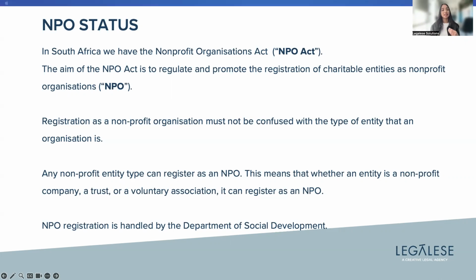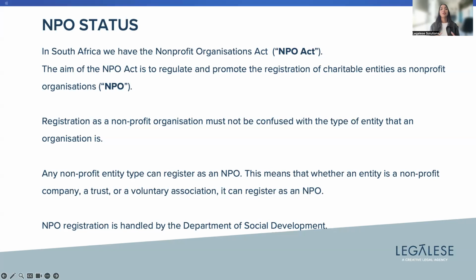NPO registration is handled by the Department of Social Development. And when you apply to be registered as an NPO, the department will add you to its growing list of NPOs. The reason that many entities undertake this registration is because once you are registered as an NPO, you will be provided with an NPO number, and you'll be eligible for consideration, should you apply, for government grants and funding.